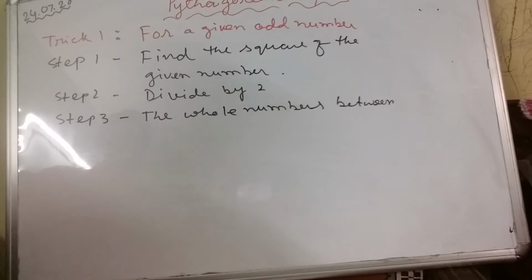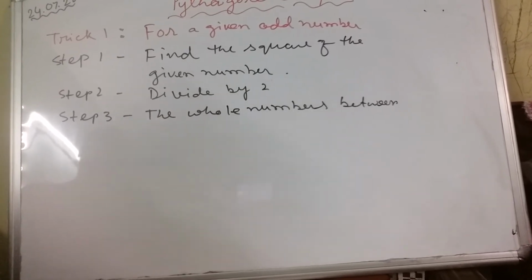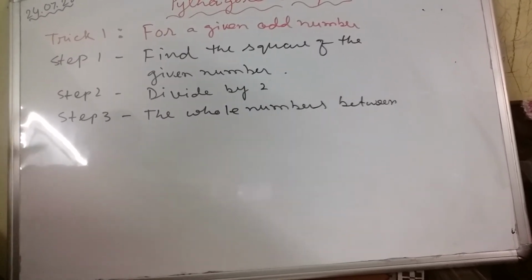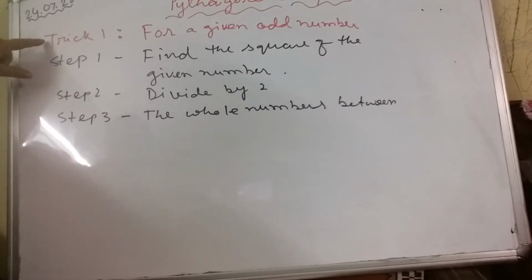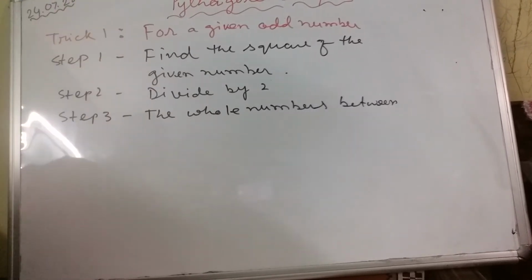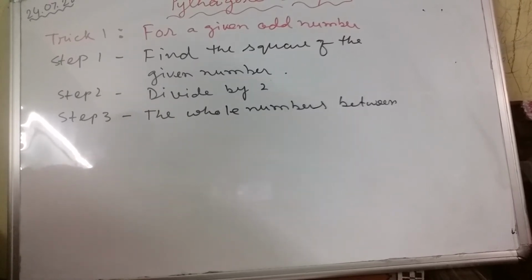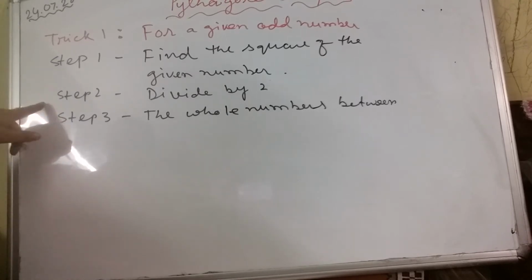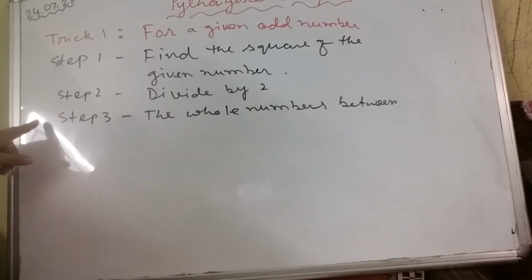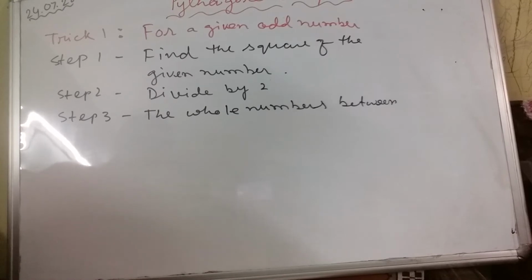Now we will learn some tricks to find a Pythagorean triplet. Okay. First, there are two tricks. The first trick is for a given odd number, that means when the number is an odd one. There are three steps. Step 1 is find the square of the given number. Step 2 is divide by 2. Step 3 is the whole numbers between which it lies.